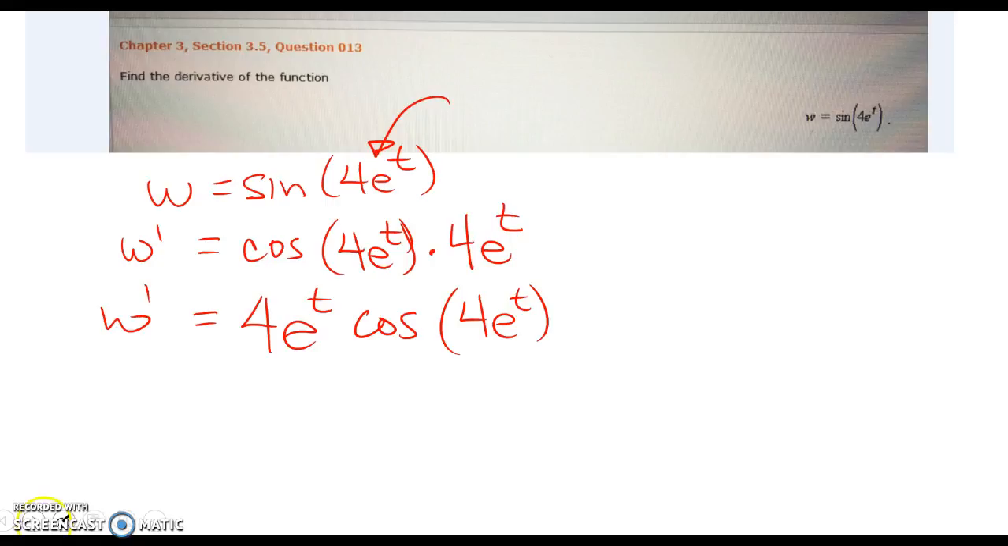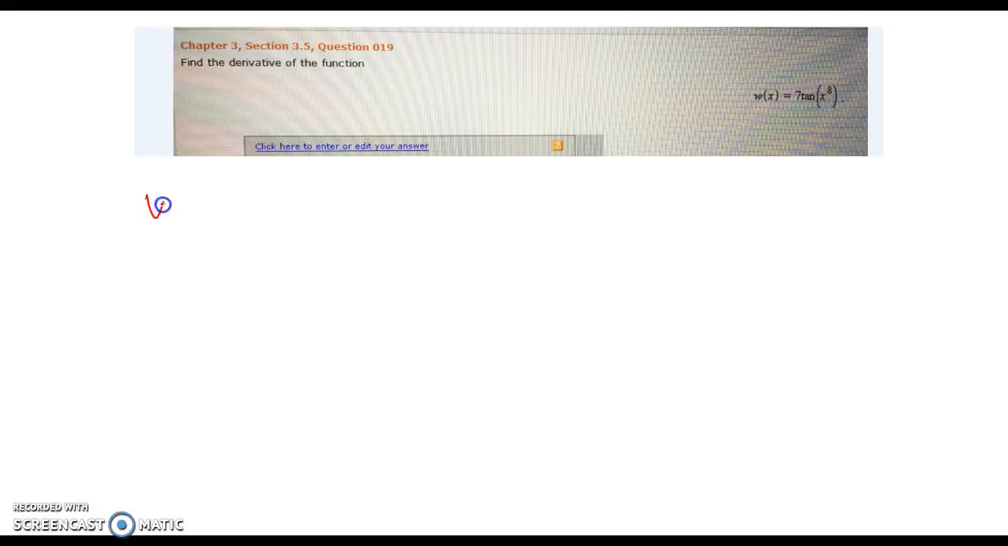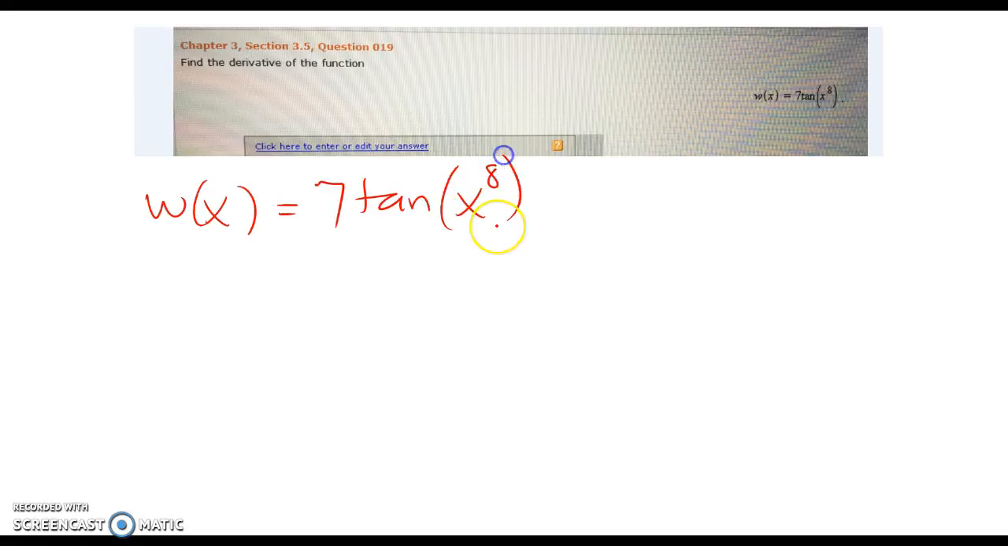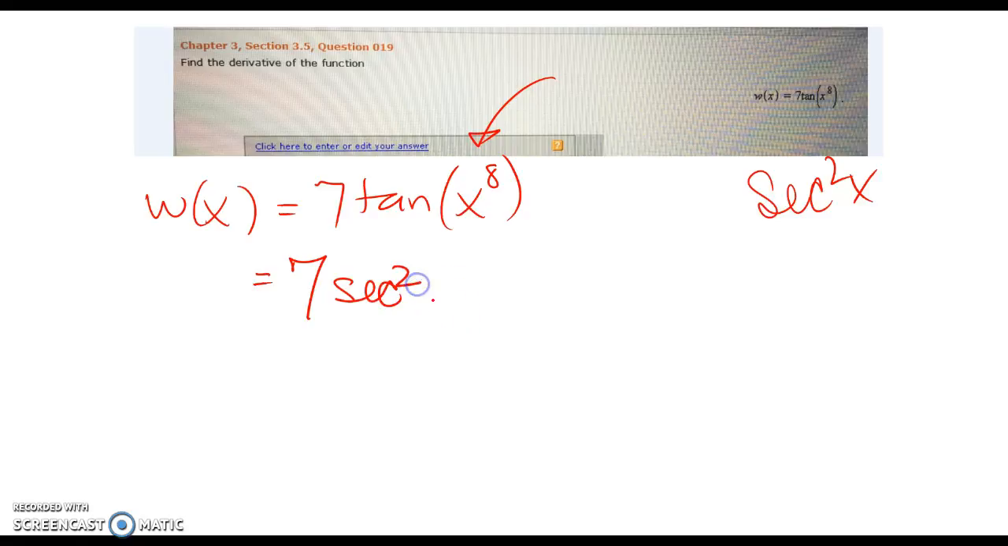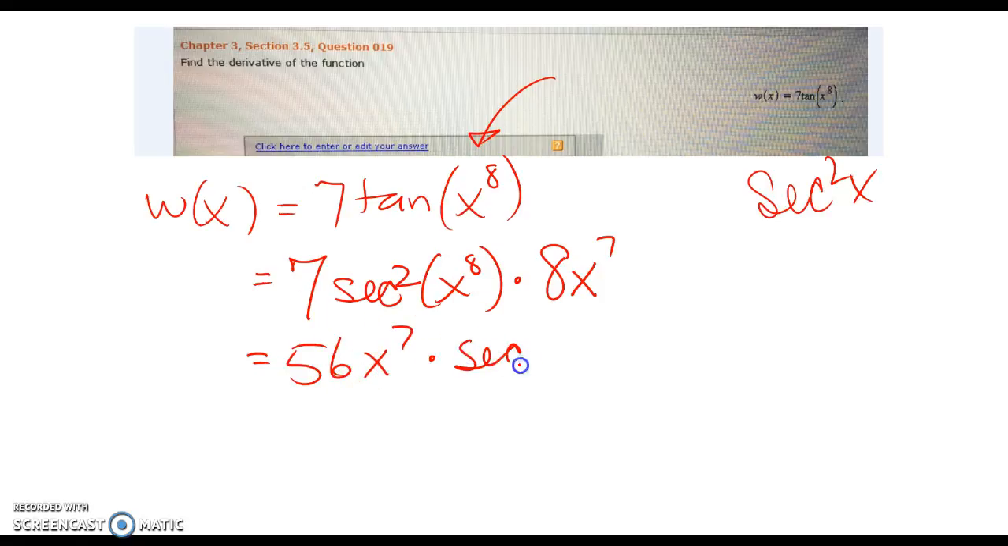Okay, here's another derivative. It says w of x equals 7 tan x to the 8th. Well, the derivative of tan is secant squared x, I believe, right? So first the derivative of the outside function, then times the derivative of the inside function. This will be 7 secant squared of x to the 8th times the derivative of the inside using the power rule, 8x to the 7th. If I combine those, I get 56x to the 7th times secant squared x to the 8th. Okay?